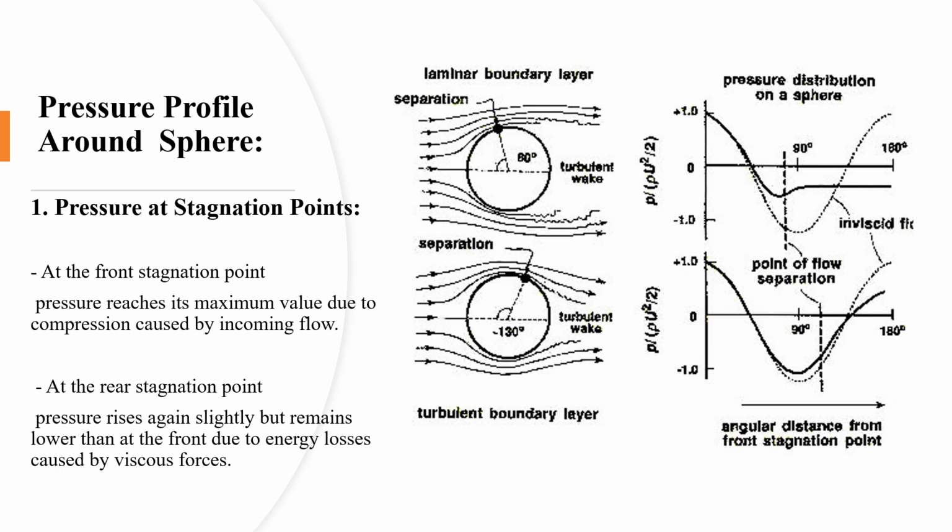On the other side of the sphere, behind it, we have what's called the rear stagnation point. The pressure here is lower but still higher than the surrounding fluid, due to the energy lost as the fluid moves around the sphere. The difference in pressure between the front and the rear stagnation point is a key factor in the drag force acting on the sphere.